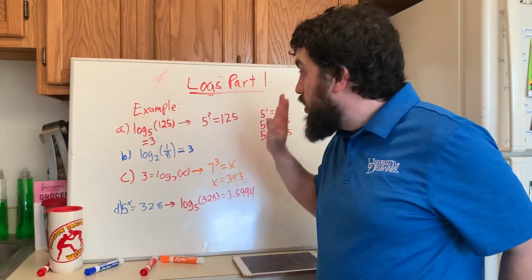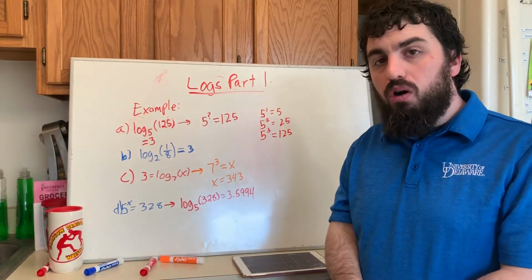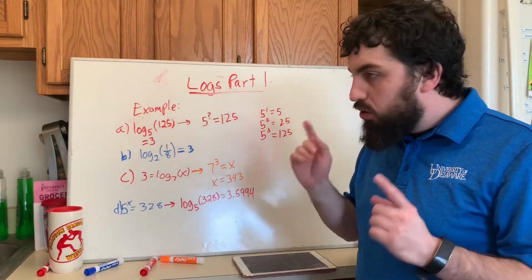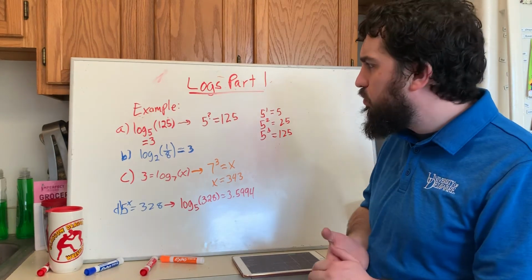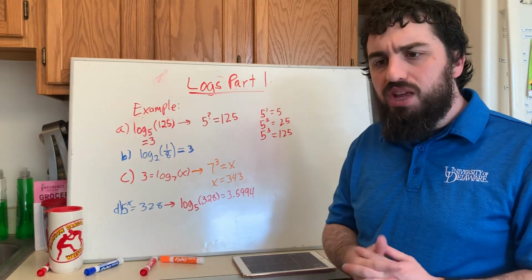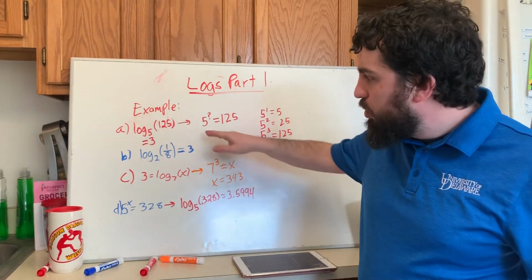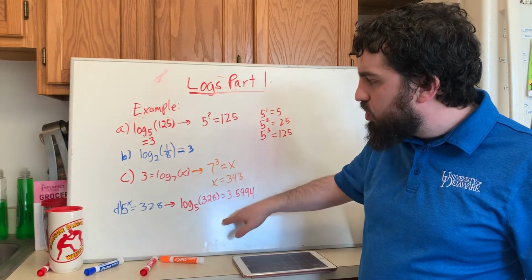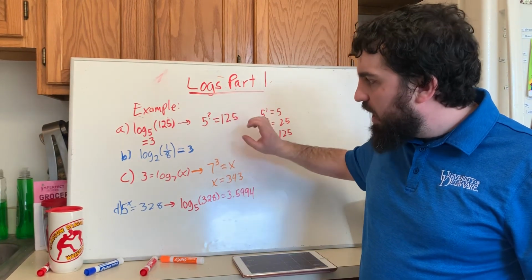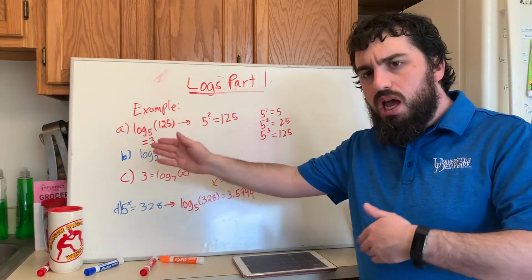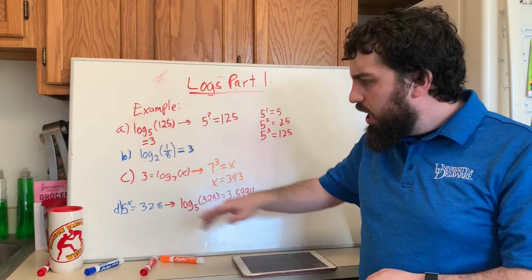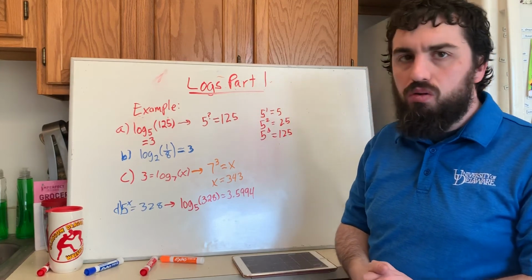So, this is the first part of our logs notes. Tune in for the next part where we talk about the graph of logarithmic functions and compare that to exponential functions. But for right now, we're just looking at it as, hey, how can I relate my exponentials and my logarithms together? And how do I calculate those logarithms?